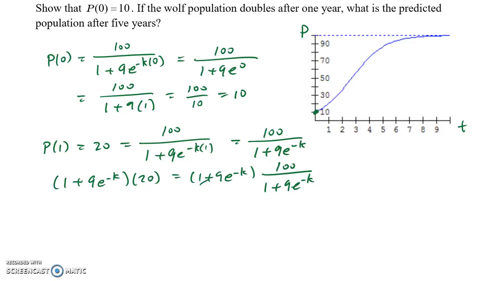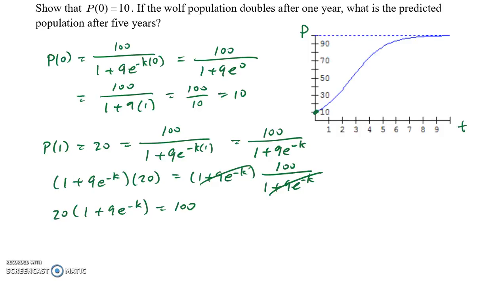So what I'll do on the right then is I'm able to cancel that denominator out. So what I'm left with, let me write the left-hand side with the 20 out in front. 20 times 1 plus 9 e to the minus k equals, and on the right-hand side then I just have 100. So you see what I've been able to do is eliminate the fraction, and that's going to make solving for k much easier.